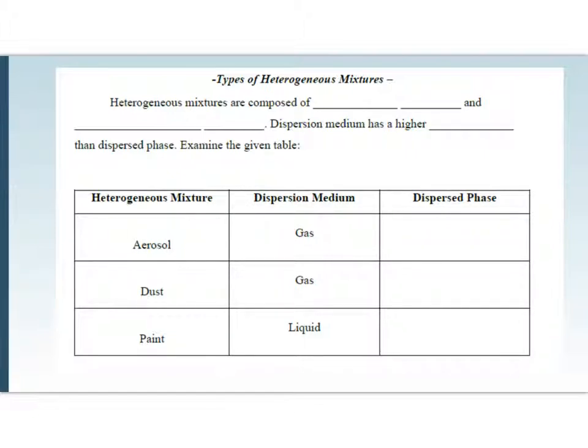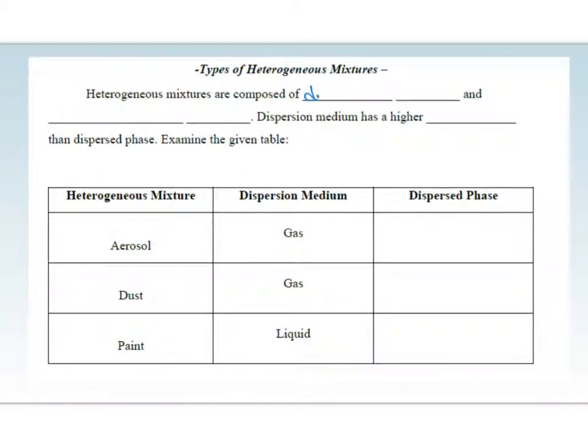What about the types of heterogeneous mixtures? Heterogeneous mixtures are composed of dispersion medium and dispersed phase. Dispersion medium has a higher amount than dispersed phase. Let's look at the examples. For example, if you have a liquid aerosol, you have a dispersion medium as gas here and dispersed phase as liquids, like the deodorants, sprays.